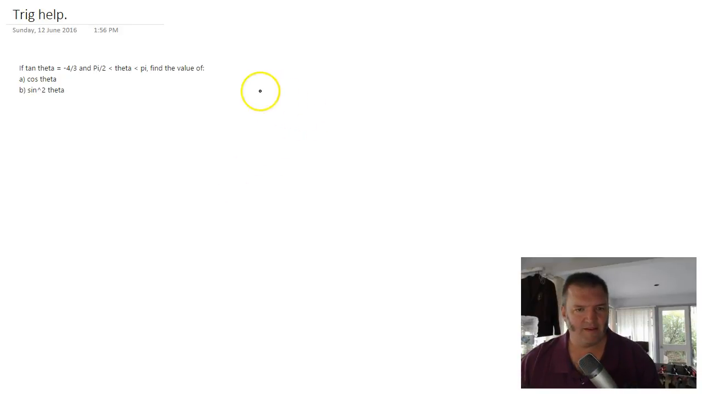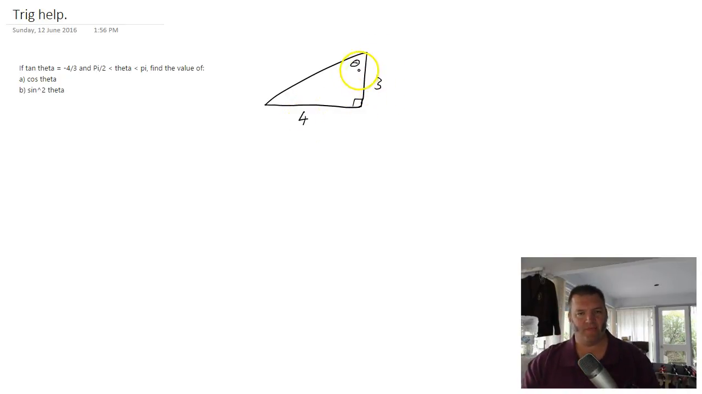The key is get yourself a right angled triangle and it's going to make your life a lot easier. So here's my right angled triangle. Tan of theta is negative 4 over 3. Well, the way I've drawn it, 4's got to be opposite, so I'll put theta up there, and this would be 4, and that would be 3, and that's a triangle where the tan of theta is 4 over 3. The little extra bit, the fact that it's negative, comes from the fact that this is in the second quadrant.